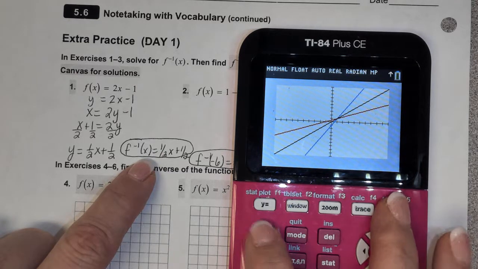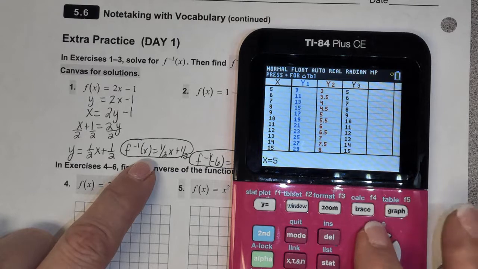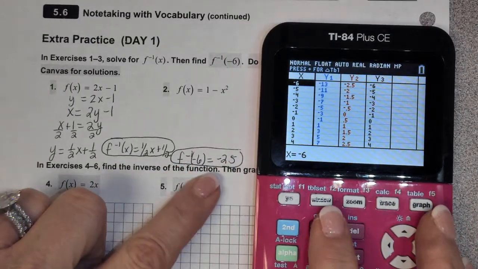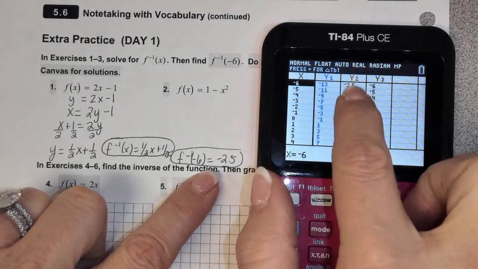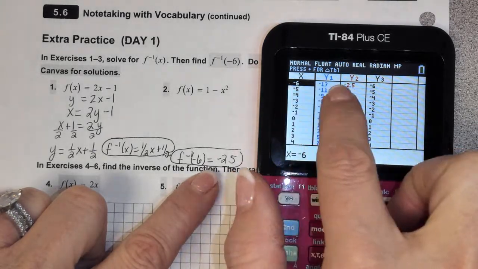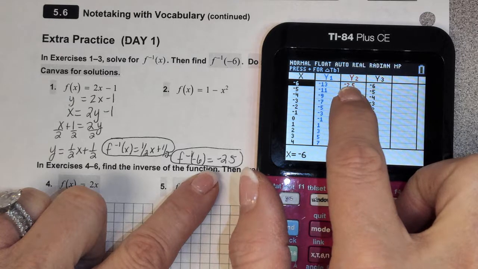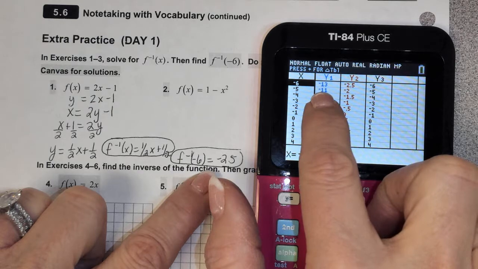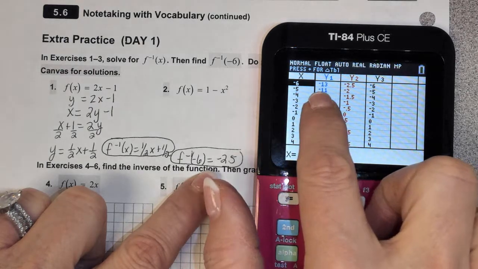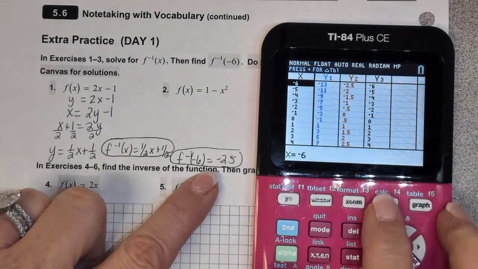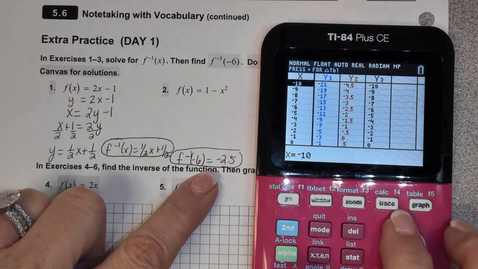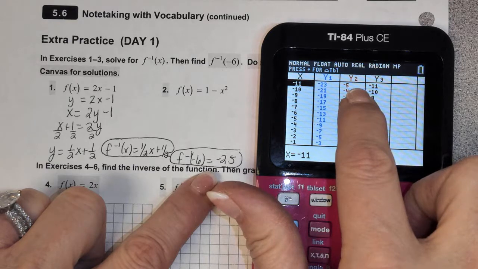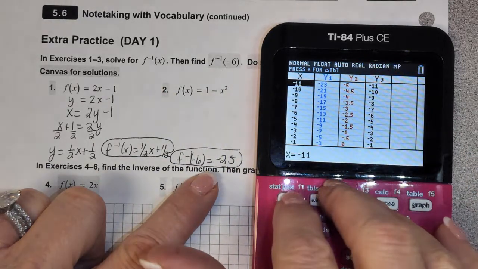I also want you to look at the table. When I look at the table of values, I'm going to check this. The inverse of negative 6. So here's where I put my inverse function. The inverse of negative 6 is negative 2.5. Something else I want you to notice. Look at this one. When x is negative 5, I get negative 11 on the original. If I look at the inverse, when I look at negative 11, I get negative 5. Do you see how all the x's and y's switch?